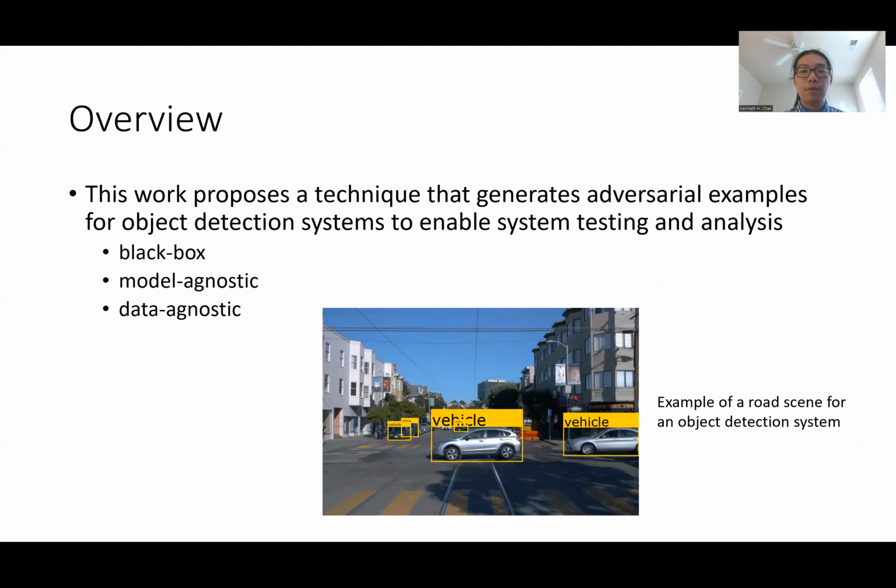So in this work, we're proposing a technique that allows us to generate adversarial examples for object detection systems in order to enable system testing and analysis. Specifically, we focus on three different parts of our attack. First, it is black box, meaning that we do not need access to the underlying weights and gradients of the model to be attacked. Second, it is model agnostic, which means that we're not concerned with what type of architecture the model is. And finally, it is data agnostic, which means that we can use any dataset that is object detection based.